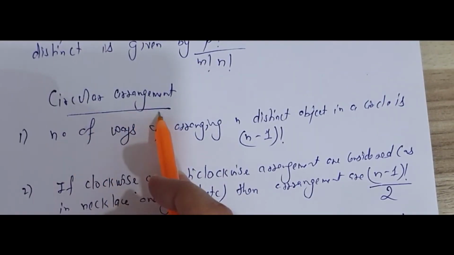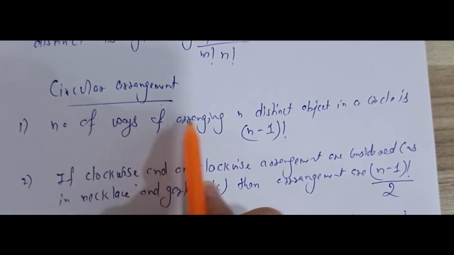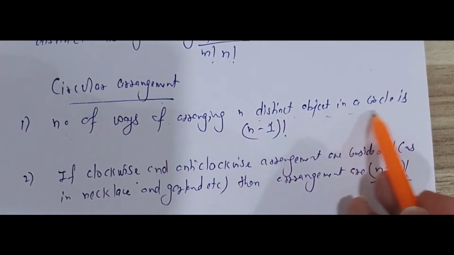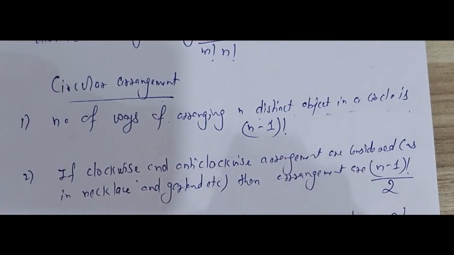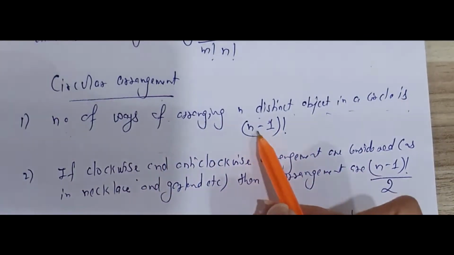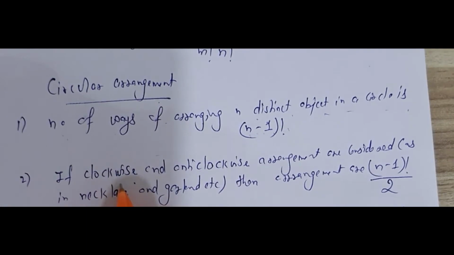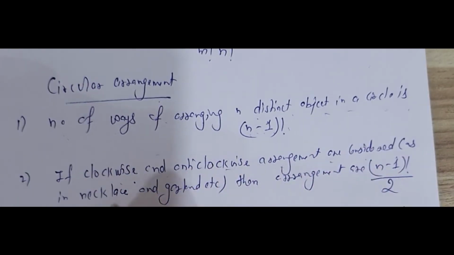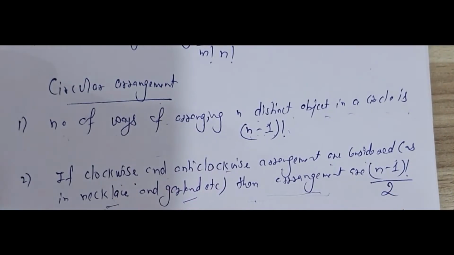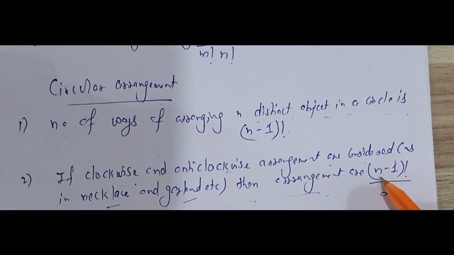Now circular arrangement, that is, the number of ways of arranging n distinct objects in a circle. If they are saying to arrange something in a circle, then we use this formula, that is (n minus 1) factorial. If clockwise and anti-clockwise arrangements are considered, that is, in a necklace or garland, if they are saying to arrange the pearls in a necklace, then we use this formula, that is (n minus 1) factorial divided by 2.